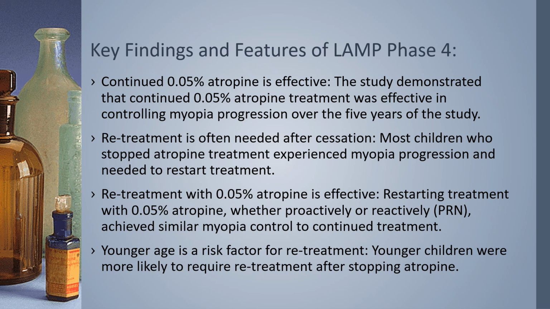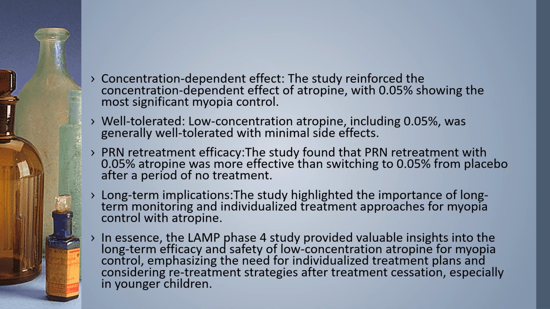So younger children were more likely to require retreatment once you stop atropine, because once you start at a very young age of 4 years, after 3 years the kid is still 7 years, and there is a very high risk that the patient would still progress further. They did show that even if you restart the treatment, it shows equal efficacy compared to the previous ones.